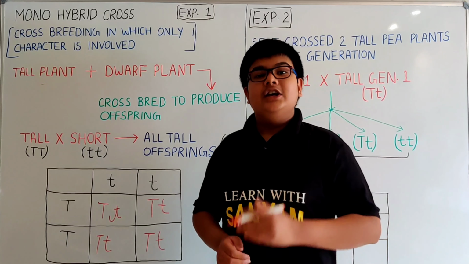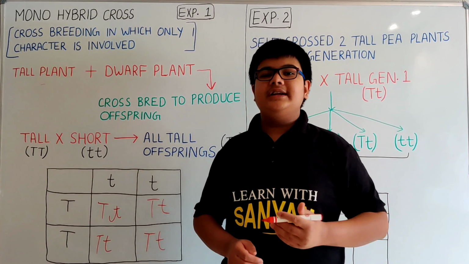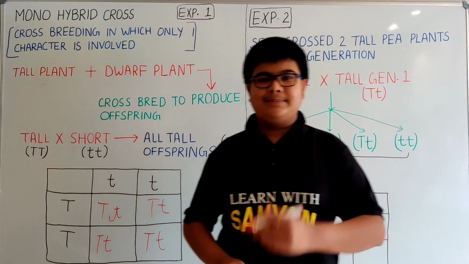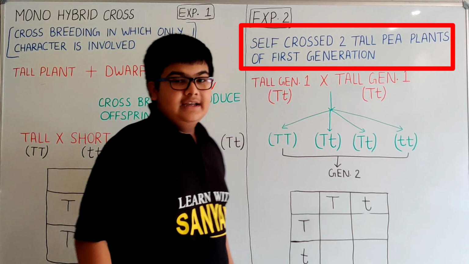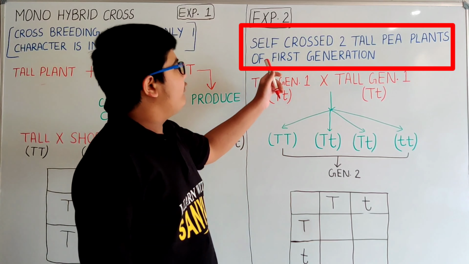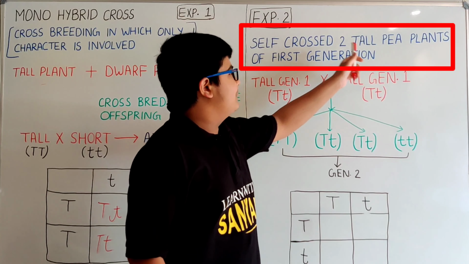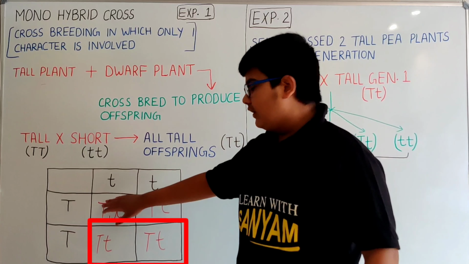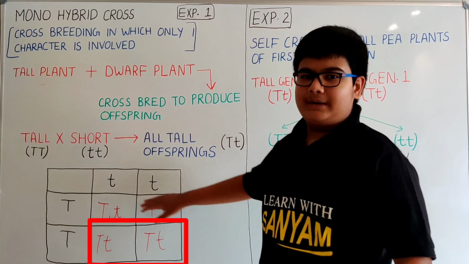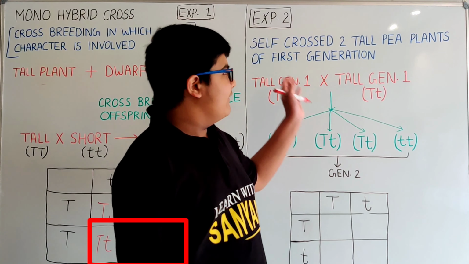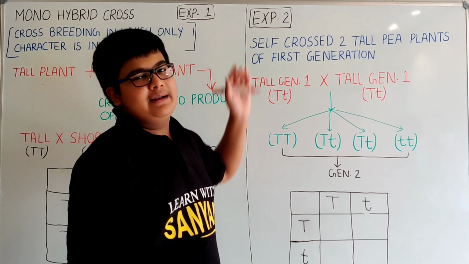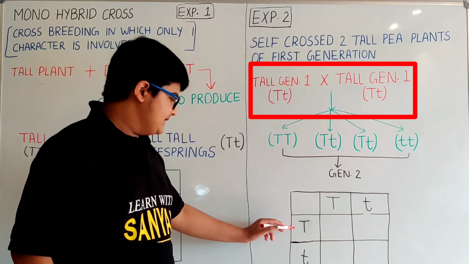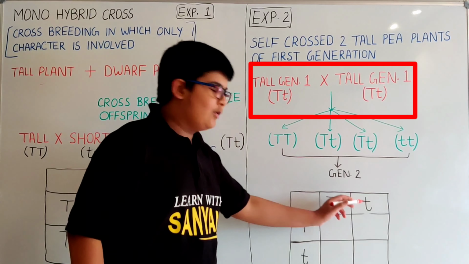The shortness character had not been expressed anywhere. To find out whether the shortness character was present in these plants or not, he conducted another experiment. In the second experiment, he self-crossed two tall pea plants of the first generation. He took two capital T, small t plants which he had obtained from the first experiment and self-crossed them.